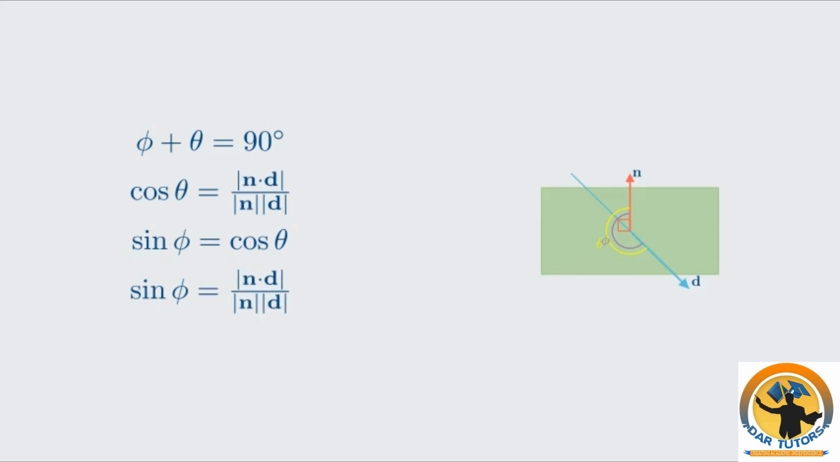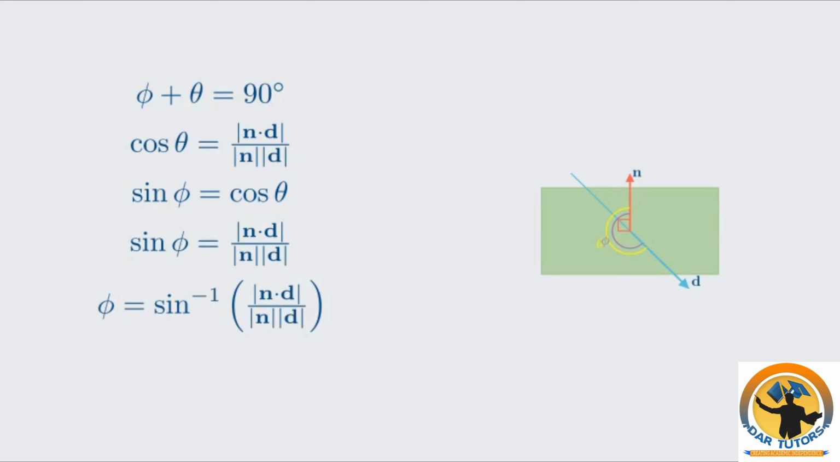This gives us the formula for the sine of the angle between the line and the plane. It's the absolute value of the dot product of the normal and direction vectors divided by the product of their magnitudes. To find the angle phi itself, we simply take the inverse sine of this expression. So the angle phi is the inverse sine of the absolute value of the dot product of n and d divided by the product of their magnitudes. This is the formula you need to remember. Let's apply this formula to an example.